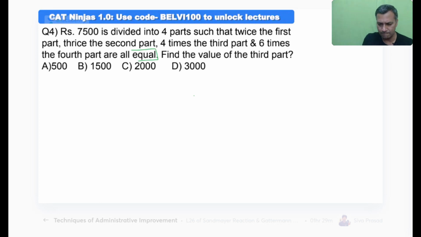Again, the word is equal, divided into 4 parts, such that twice the second part, twice the first part. Let's say that the parts are A, B, C, D. As we said before, parts are A, B, C, D.